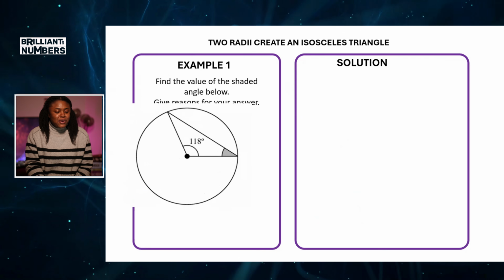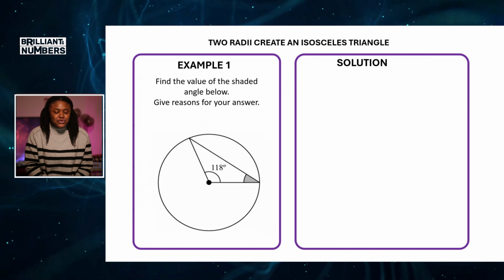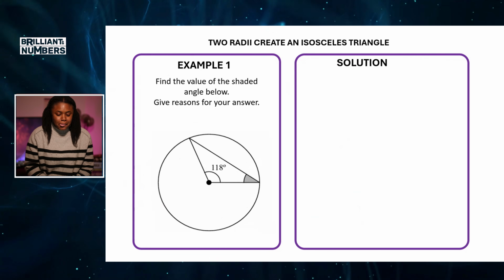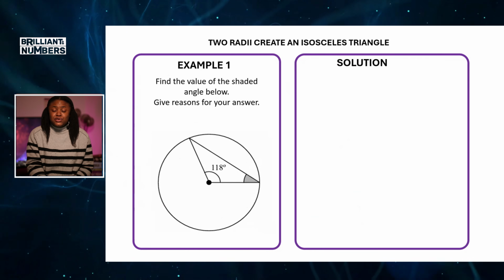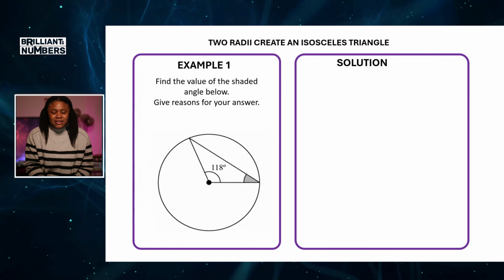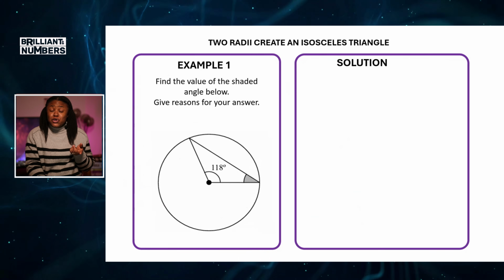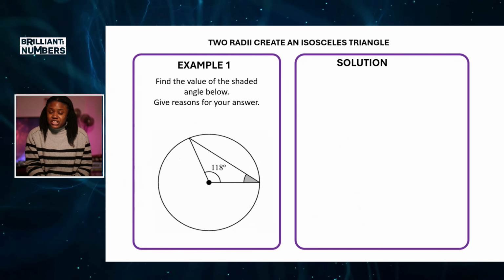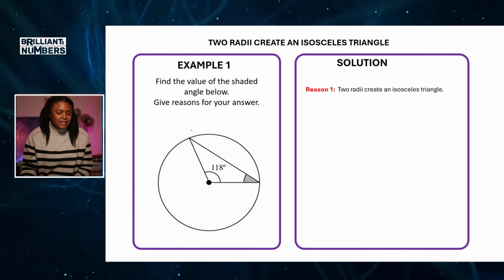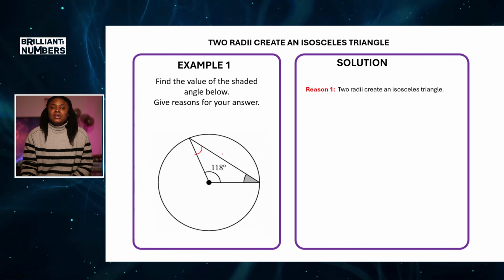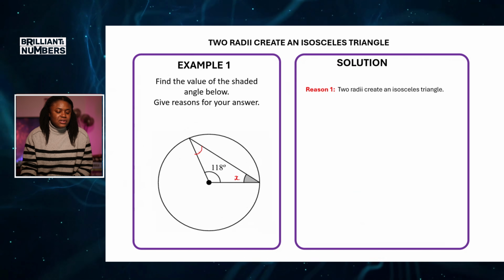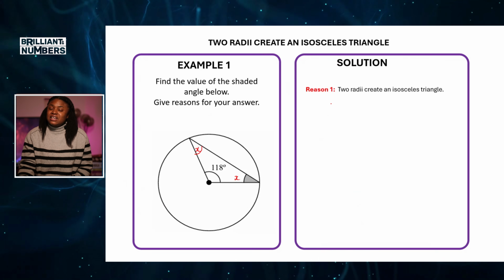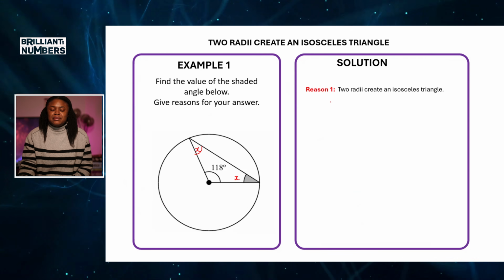So example number 1 asks us to find the value of the shaded angle below and give reasons for your answer. So as I look here for my solution, I can see that I've got 2 radii. I also know then that the triangle in question is an isosceles triangle, which means that the shaded angle and the other angle at the base will be the same. So I'm just going to call one angle x, so the other one also is going to be x. Therefore, I can write an equation that links the angles in the triangle in terms of x.